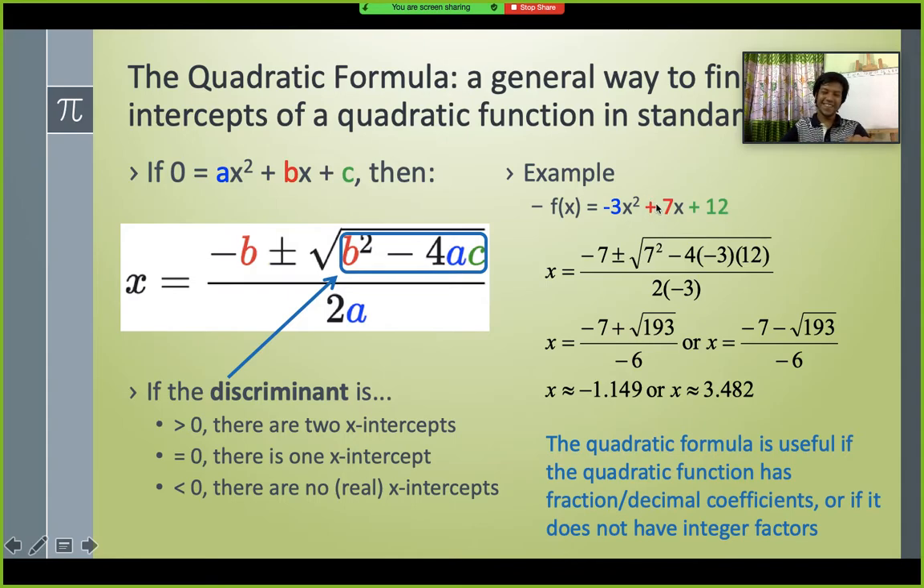Saying value is misleading. I should say coefficient, not value. Or I can say the number with x squared is called a. Very straightforward: the coefficient of x squared is a, the coefficient of x is b, and the constant term is c. Then you put it here, do a simple calculation, and you will get the two values. Sometimes you may get one value, sometimes you may get no value, especially if there is a negative value within the square root, then for that problem there will be no real zero.